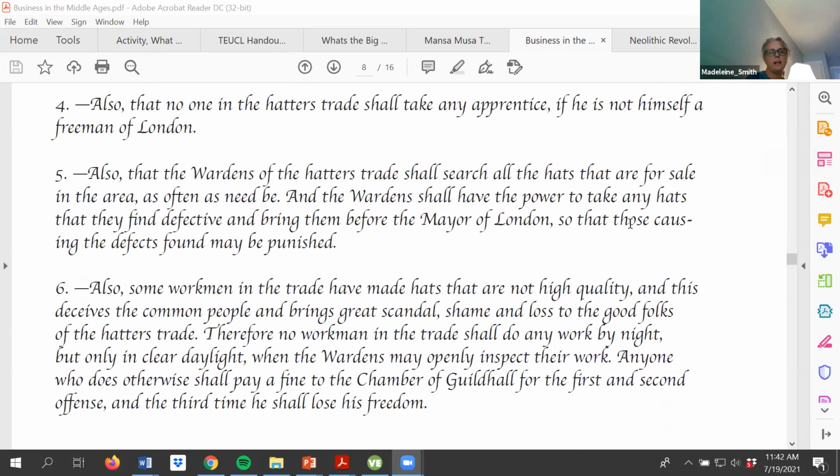Also, that no one in the hatter's trade shall take any apprentice if he is not himself a freeman of London.